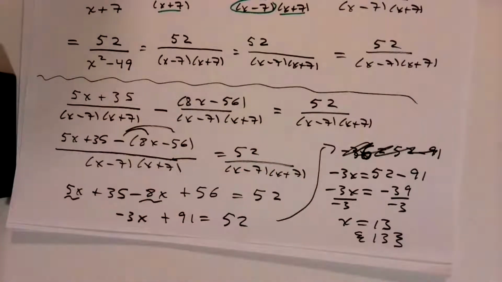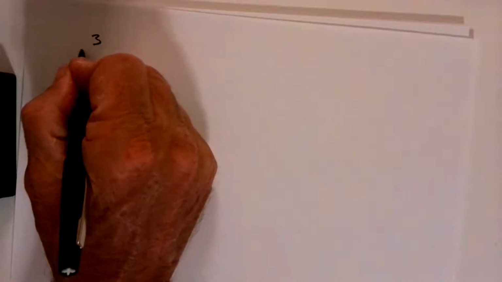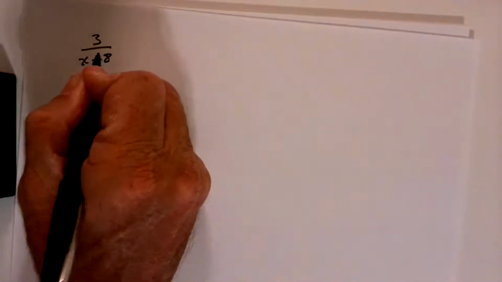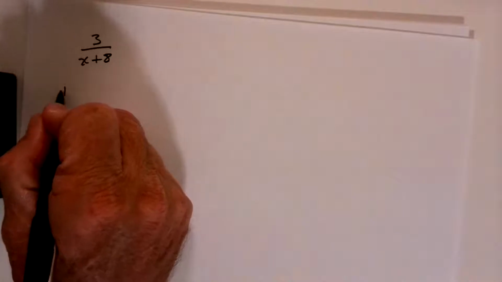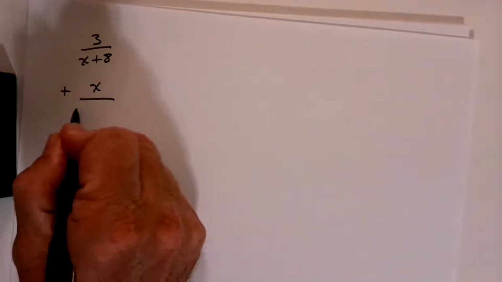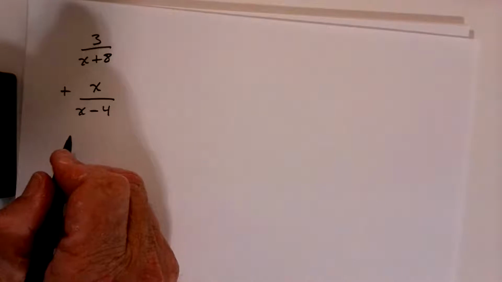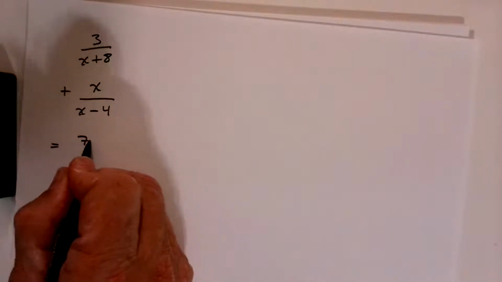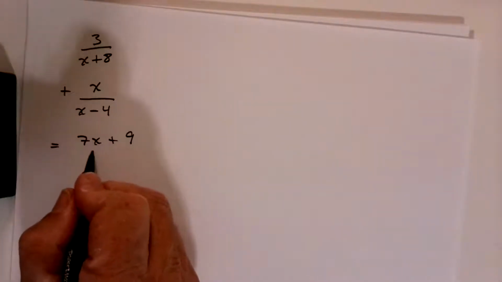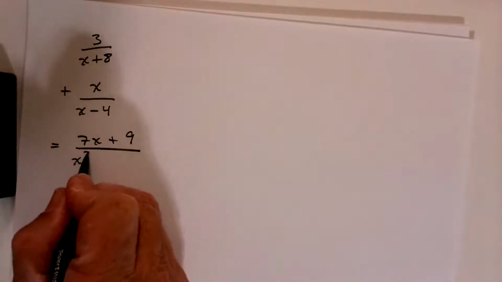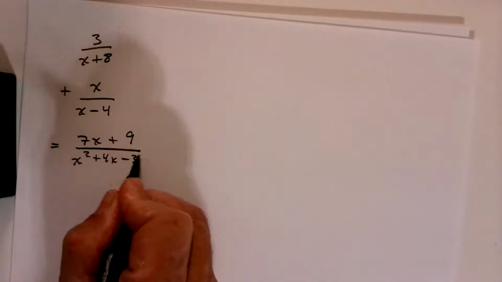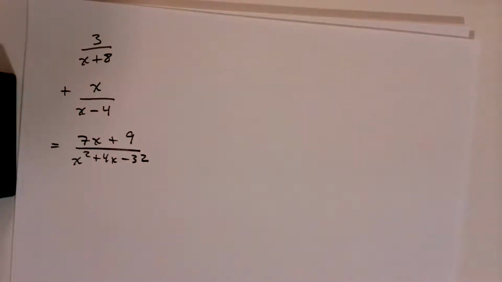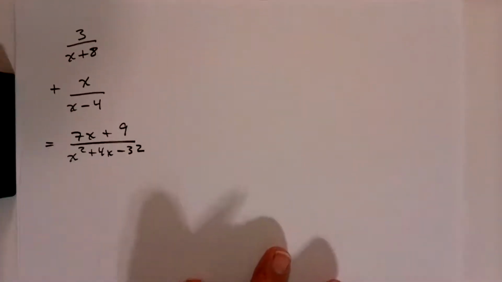All right, let's go ahead and take a look at another problem. This time I will do 3 over x plus 8 plus x over x minus 4 equals 7x plus 9 over x squared plus 4x minus 32. And straighten that out a little bit.